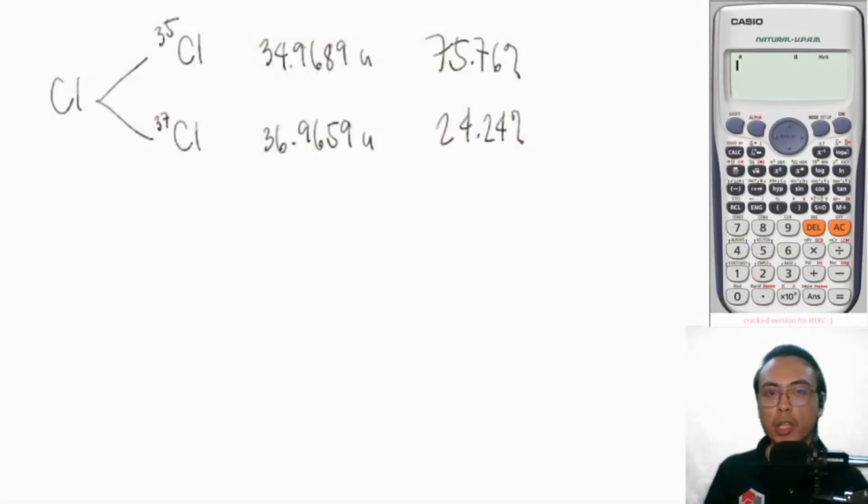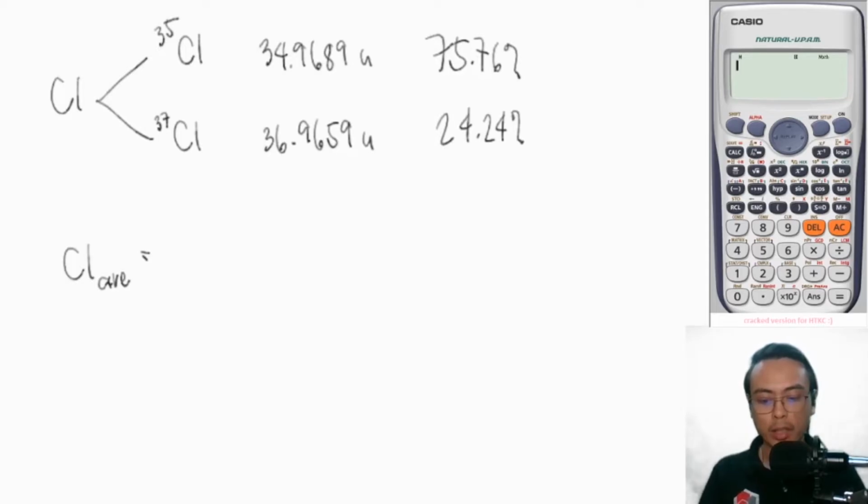I have listed here our given. Again, for chlorine, we have the two naturally occurring isotopes, chlorine-35 and chlorine-37 with their atomic masses listed there, as well as their percent abundance. How do we compute the average atomic mass of chlorine? That is simply done by multiplying the percent abundance to the corresponding atomic mass of the isotope.